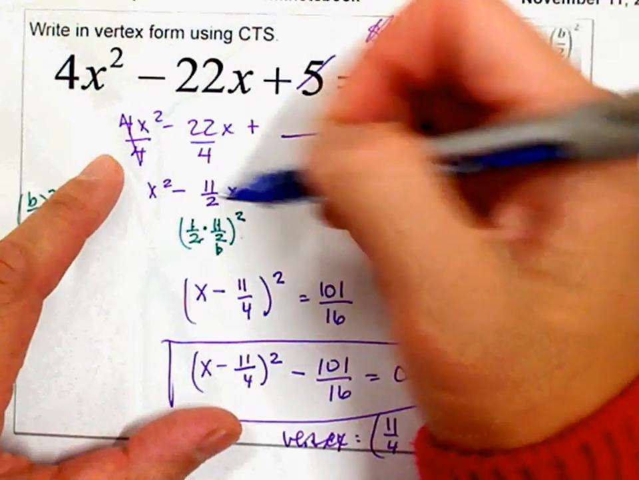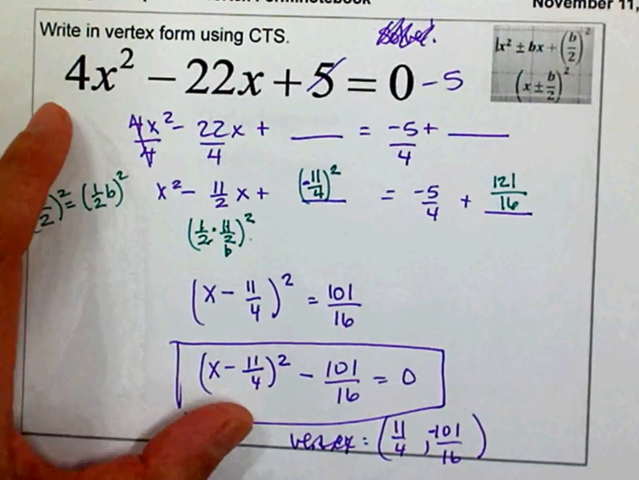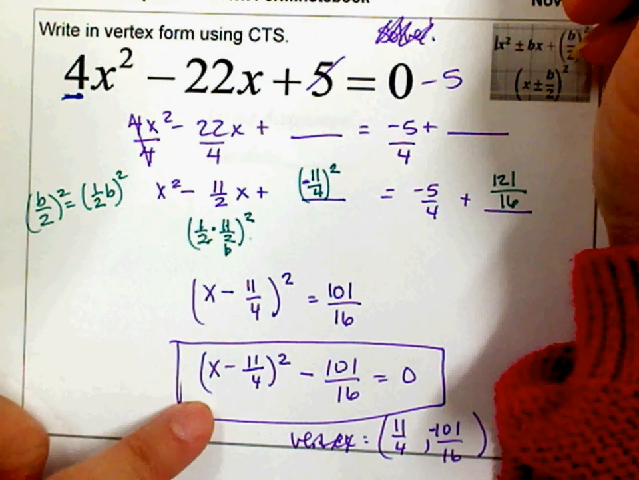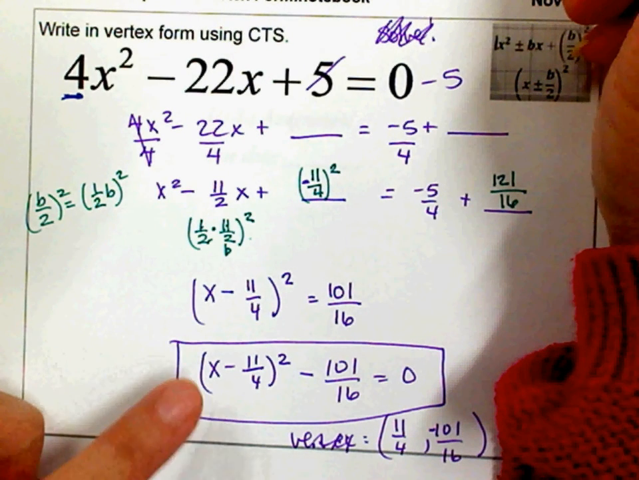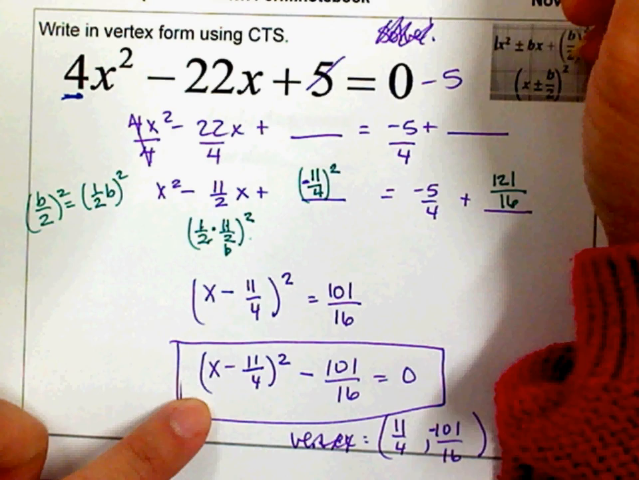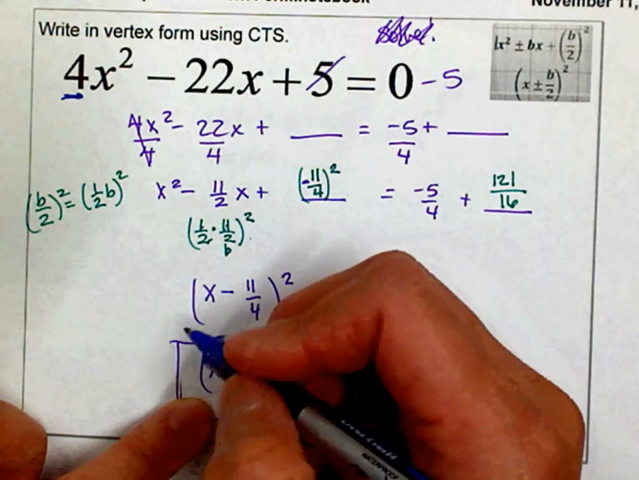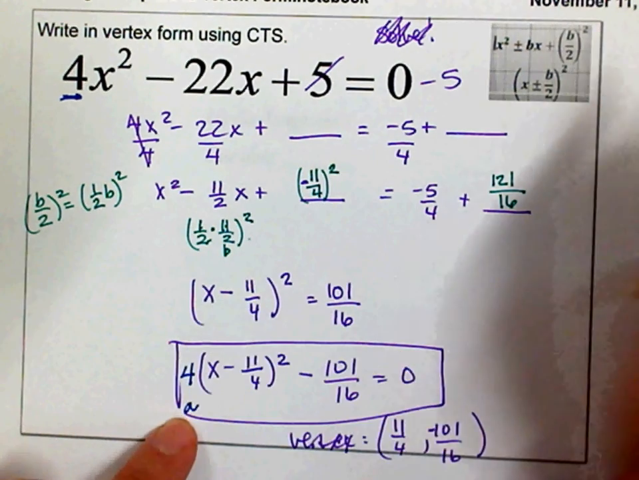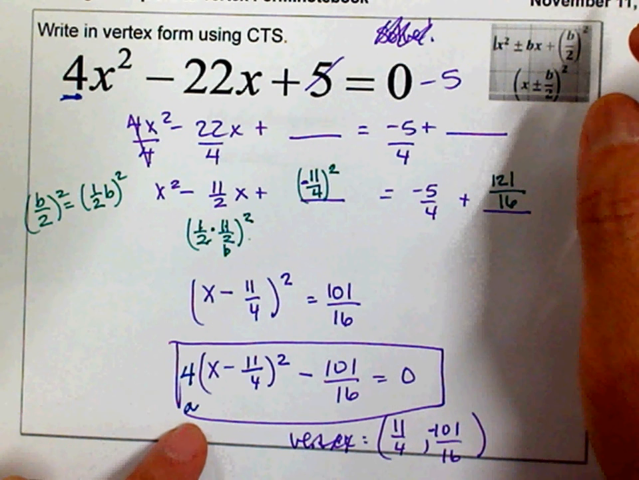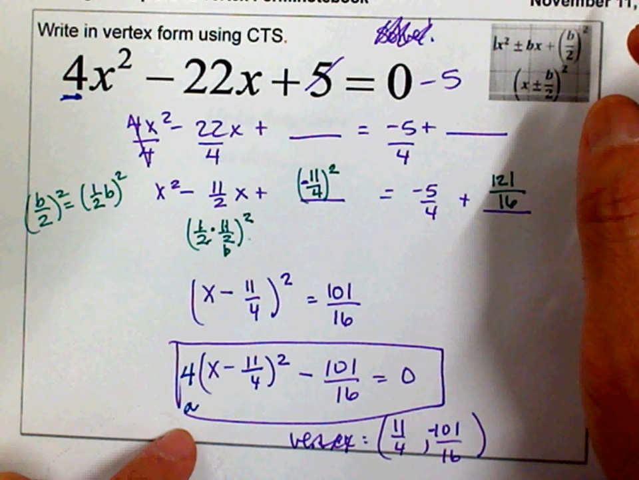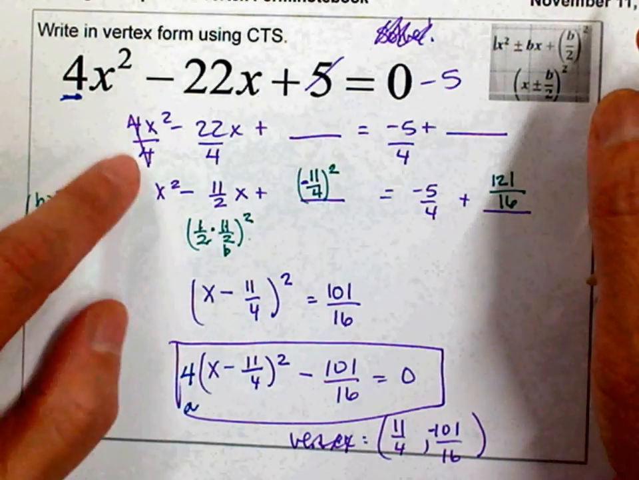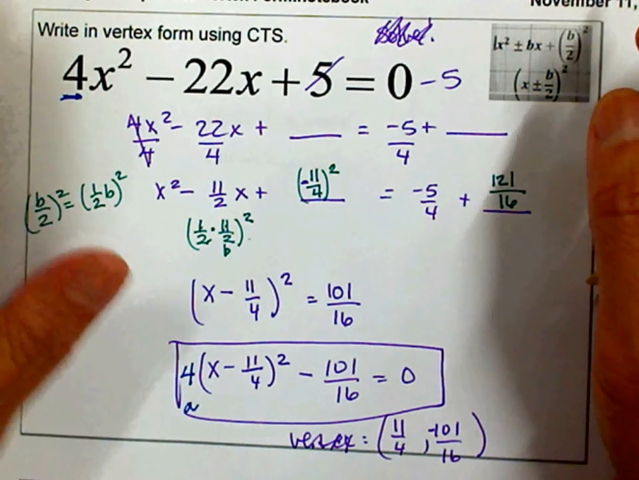Look at my vertex form. What did I forget to bring down with it? I forgot to bring down my 4. So don't forget to bring down your 4 for your A. Everyone see that? So there's your final answer. Okay? I needed to bring that down because I divided it out. I got to bring it back in. Let's look at the one right before it. This one as well.